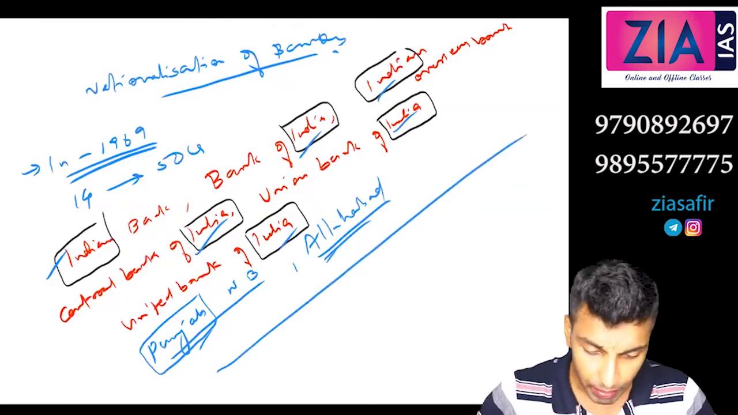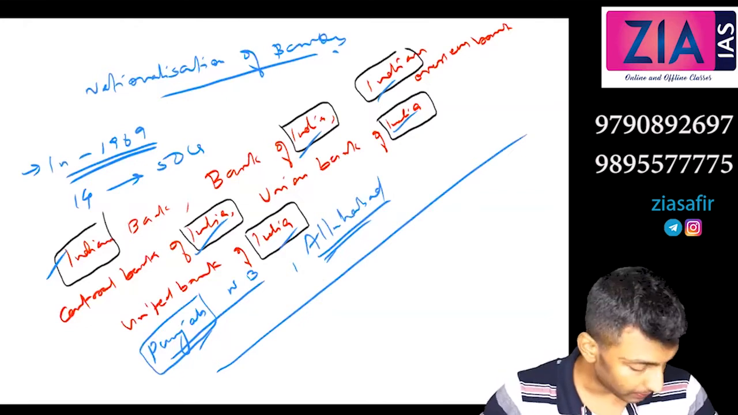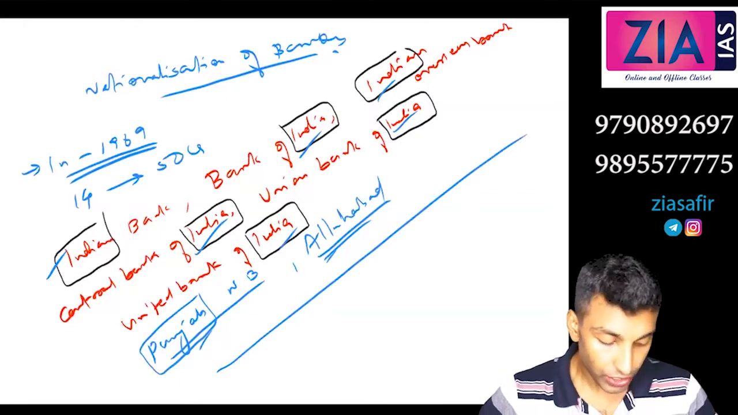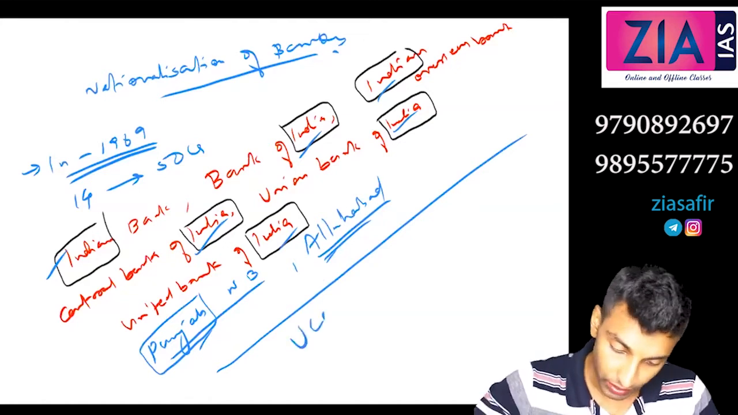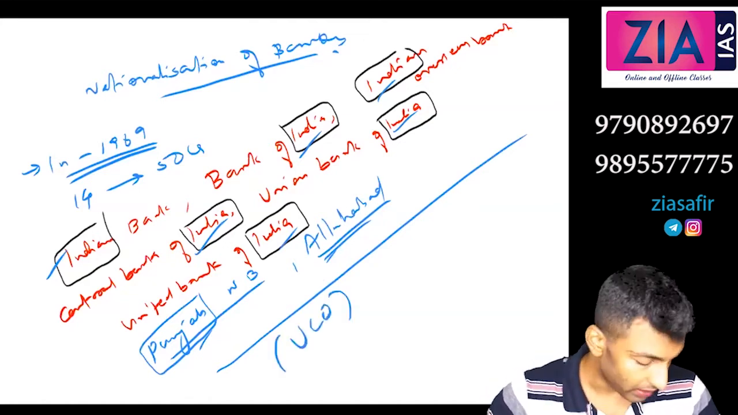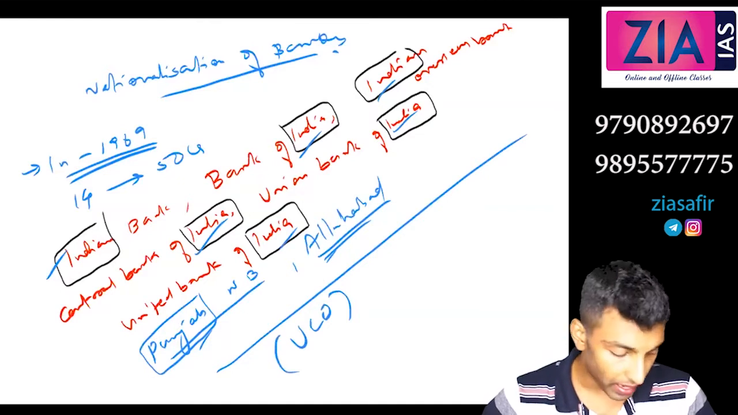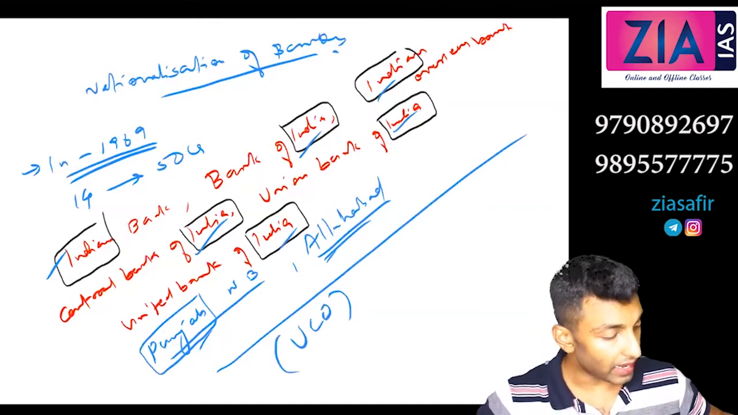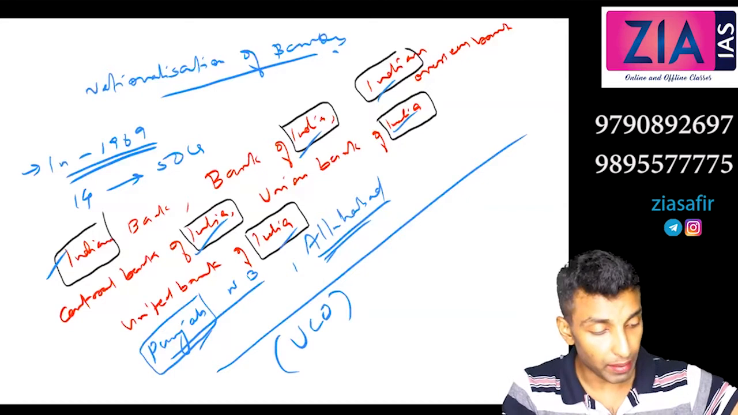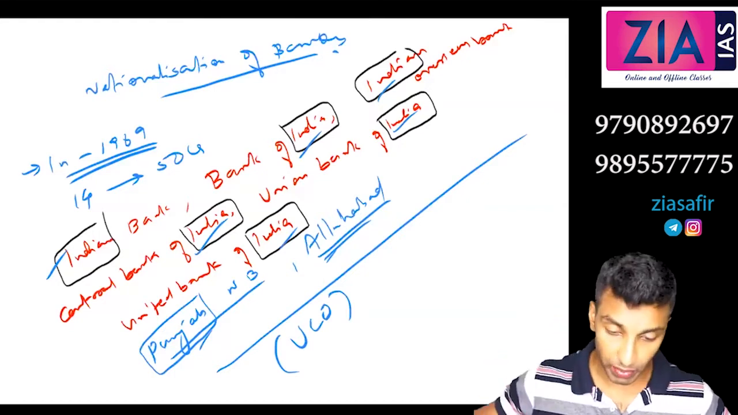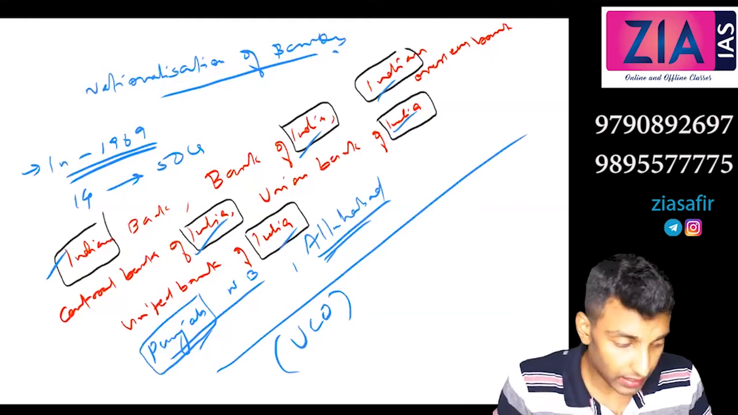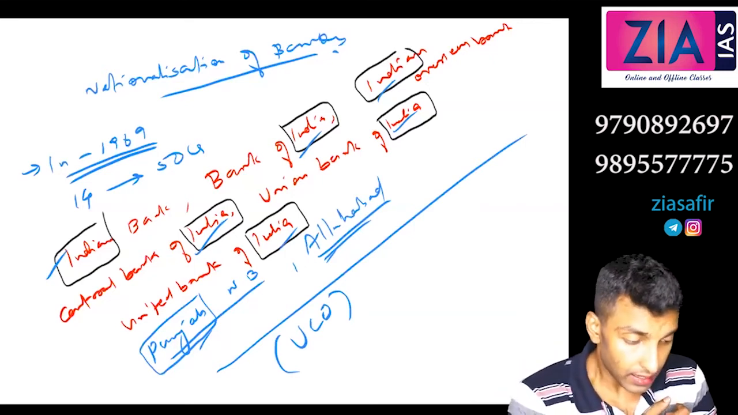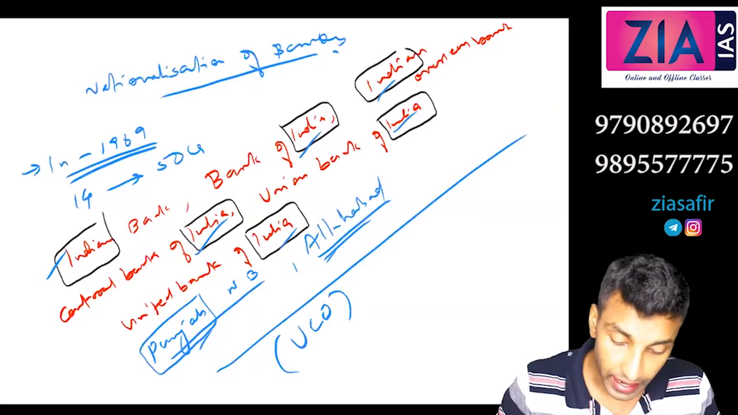Then you can write Syndicate Bank, United Commercial Bank, UCO Bank. You can simply write UCO Bank, Dena Bank, Canara Bank. So how many banks? 14. So these are the 14 banks which were nationalized. You write subsequently in 1980.